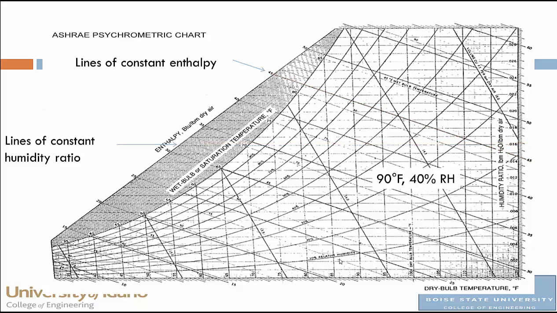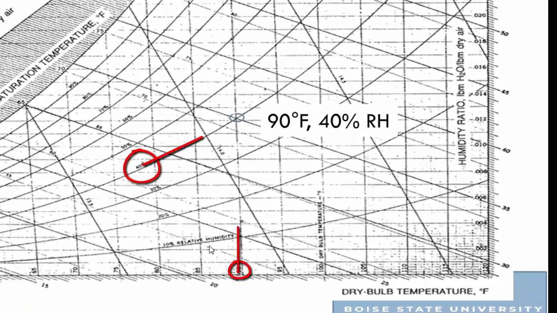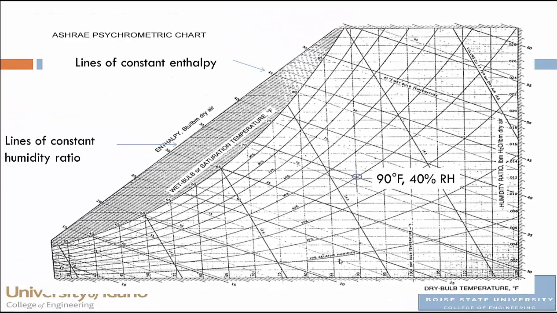So let's take an example. 90 degrees Fahrenheit, 40% relative humidity. Kind of a typical day in the southwestern part of the state, or most of the southern part of the state. Pretty dry, kind of hot, right? The dry bulb temperature is along the bottom here, so there's 90 degrees, and 40% relative humidity. These curved lines are the relative humidity lines. So right at that intersection is where we'll find our point, 90 degrees Fahrenheit, 40% humidity. The question we want to answer is, what are the corresponding dew point and wet bulb temperatures for this condition?